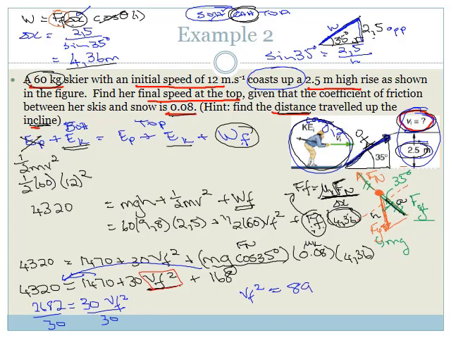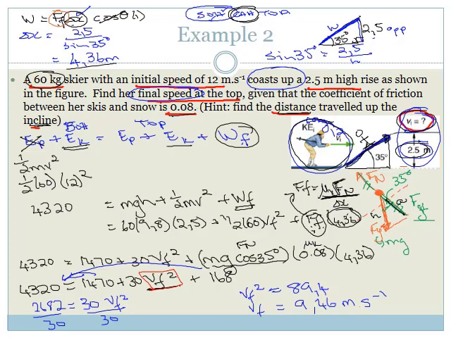So that's equal to 89.4. But we want the square root of that. So we square root it. And we get 9.46. So the final velocity of the skier at the top of the slope is 9.46 meters per second. And please note they've asked for the final speed, but if they'd asked for the final velocity, you would have had to say forwards or in the same direction. You would have had to give a direction.